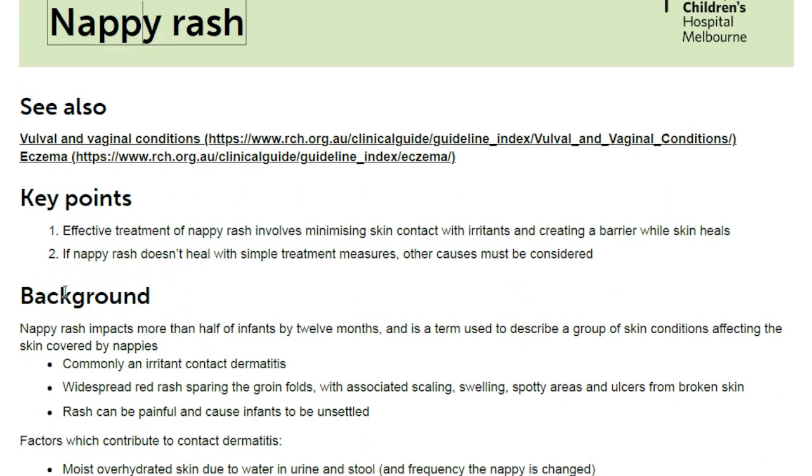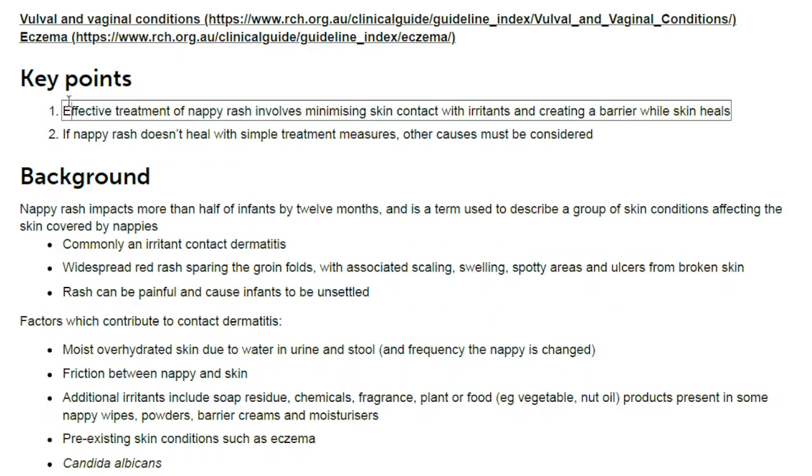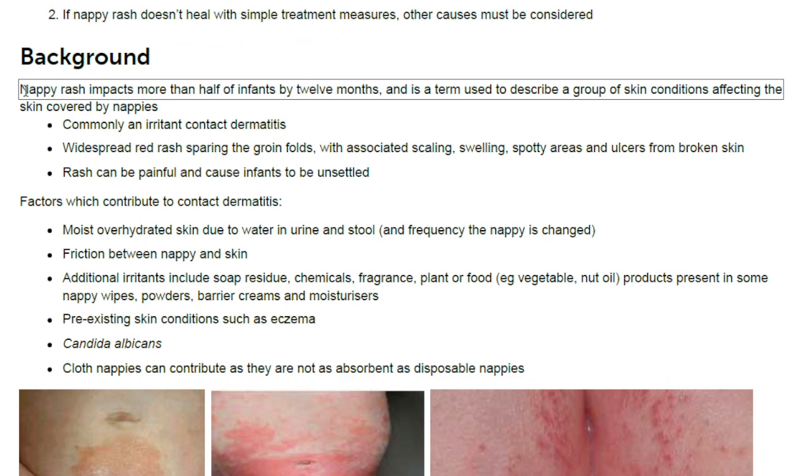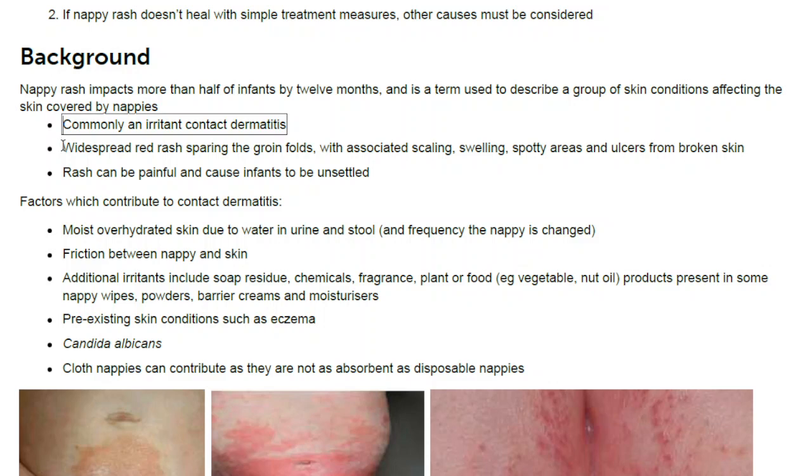Nappy rash. Key points. Effective treatment of nappy rash involves minimizing skin contact with irritants and creating a barrier while skin heals. If nappy rash doesn't heal with simple treatment measures, other causes must be considered. Background. Nappy rash impacts more than half of infants by 12 months, and is a term used to describe a group of skin conditions affecting the skin covered by nappies, commonly an irritant contact dermatitis.